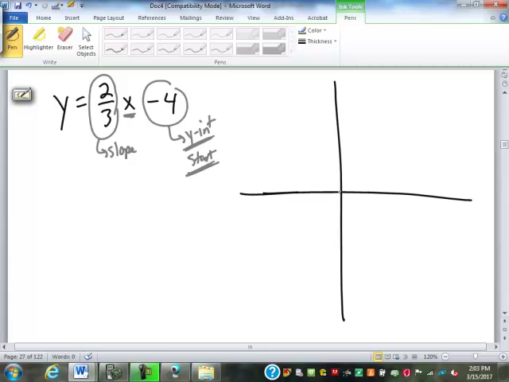So we start from the center of our graph. We go down 4 spots. That's where we're going to start this graph. The slope tells us what to do from there. What are we going to do from there then? We're going to rise 2 over 3. Perfect.